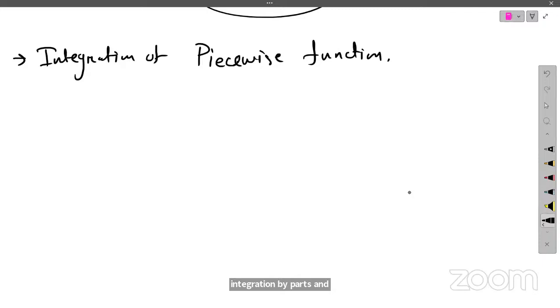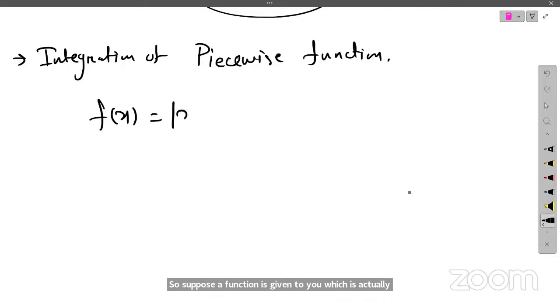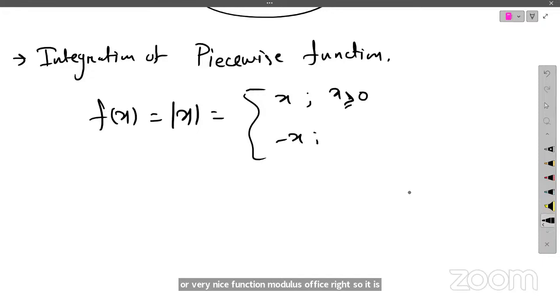So suppose a function is given to you, which is actually defined in piecewise manner. So suppose we have a very nice function, modulus of x, right? It is equal to x when x is greater than or equal to 0, and it is equal to minus x when x is strictly less than 0. Now, if you want to integrate such kind of function, how can we do it? Suppose I want to find the integration from -1 to 1 of modulus of x dx.